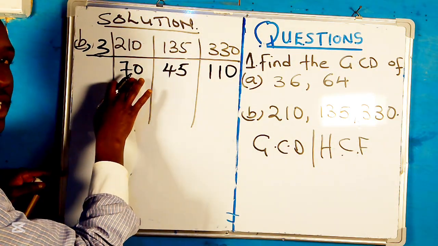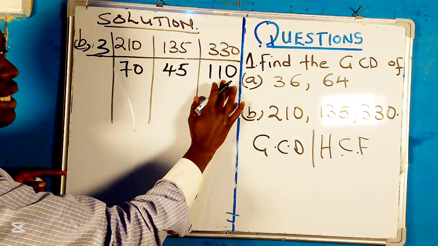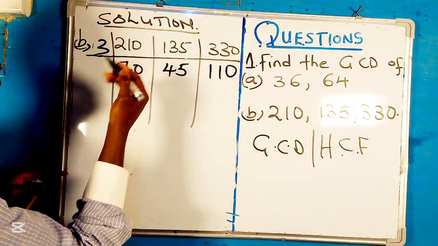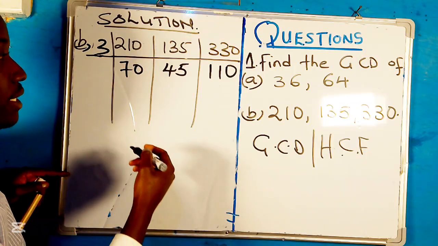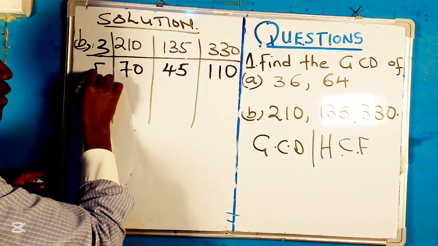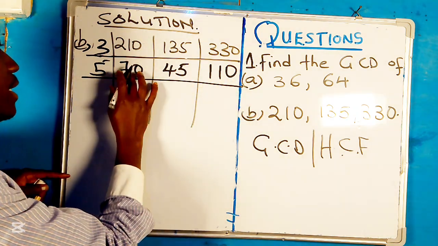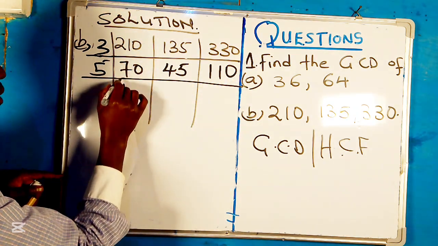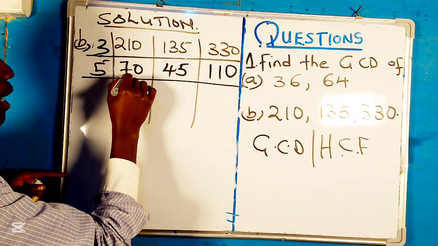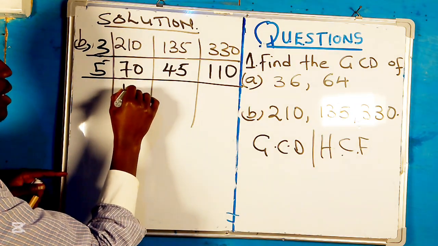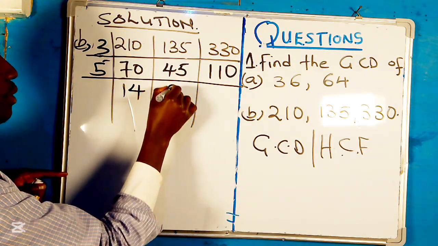70 itself is not divisible by 3. 45 is divisible by 3. And 110 is not divisible by 3. So we will now get to our next common divisor, which is 5, because these are not divisible by 4. So when we get to 5, 70 divided by 5 will be 14. So 45 divided by 5 will be equal to 9.